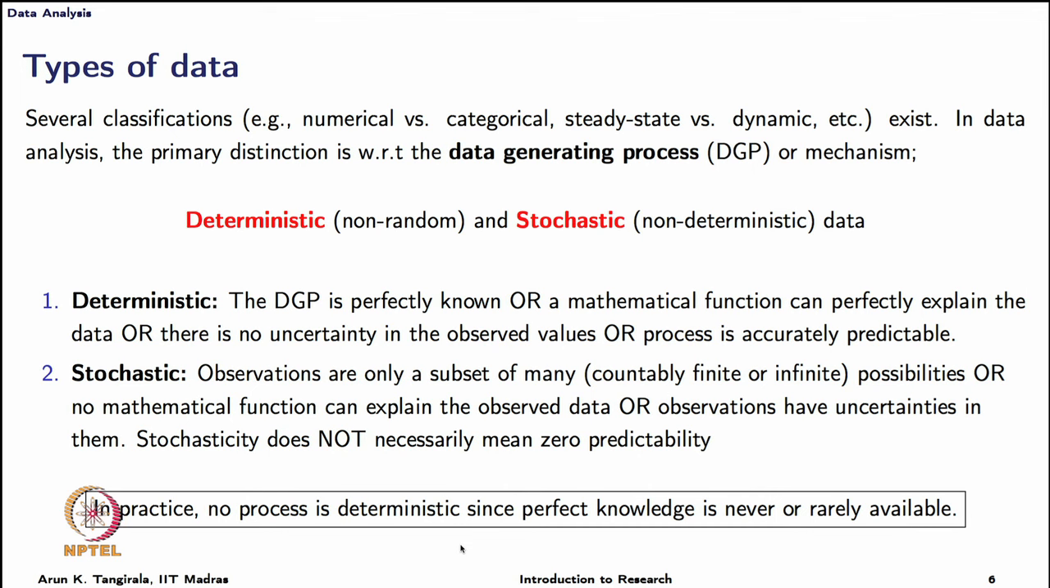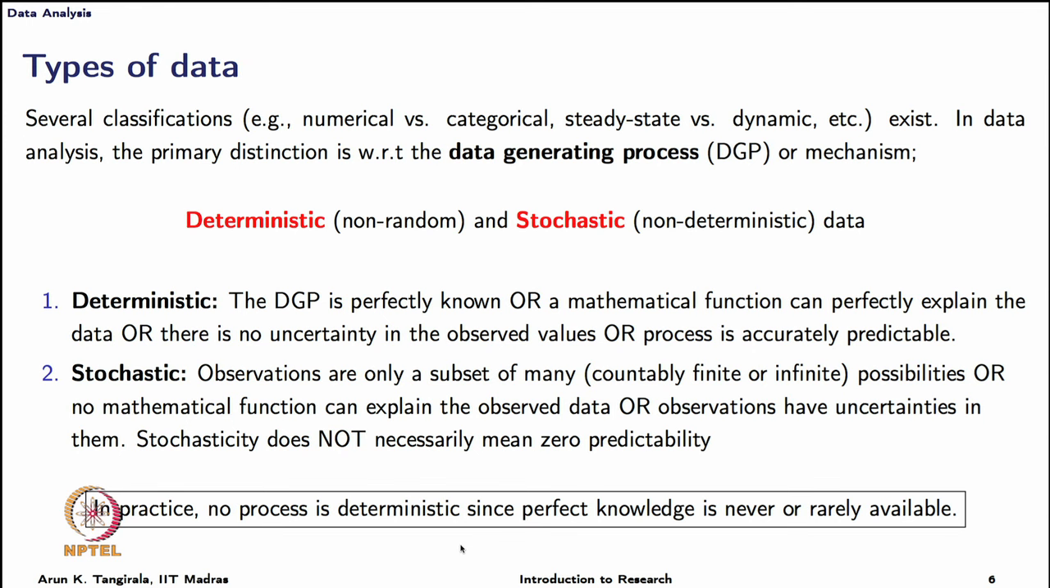Before we proceed to data analysis, it may be very useful to know what are the different types of data that are available, because primarily, as I will mention later, the tools, the interpretations and so many other steps depend on the nature of the data. Now, once again when you turn to data analysis literature, you will find different types of classification. A number of classifications exist. For example, you may find numerical versus categorical classification, or steady state versus dynamic, and so on.